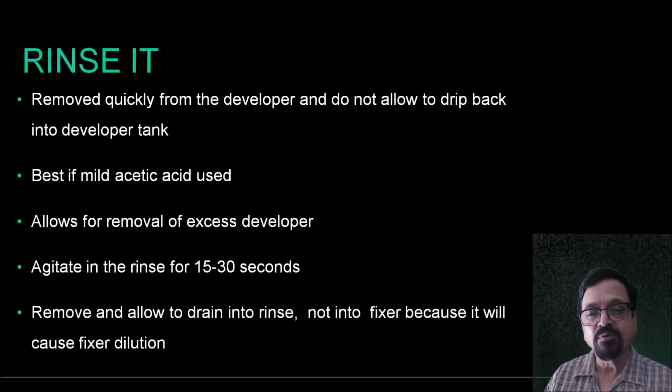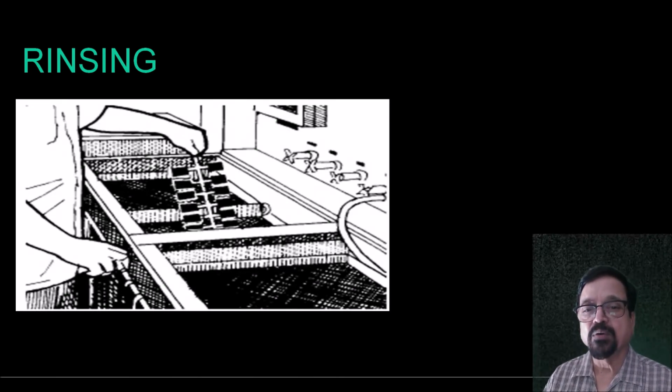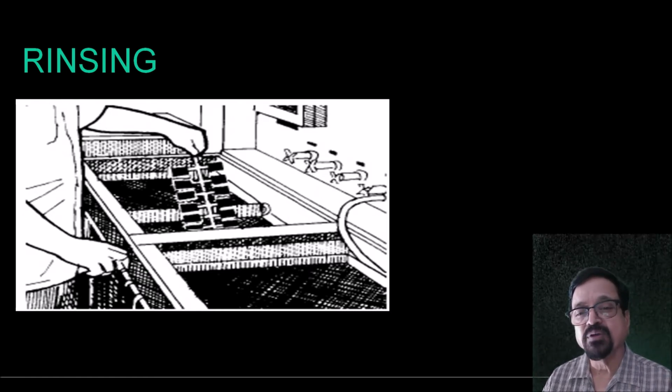Agitate and wring, rinse for about 3 seconds. Remove the film, allow it to drain, rinse it again and put it into the fixer. Here we have shown how rinsing is done. You can see that from the developer, these are dental films in the holder. There are multiple films from the developer. Now they are going into the rinser, that is the in-between tank, and from there it will go to the fixer.